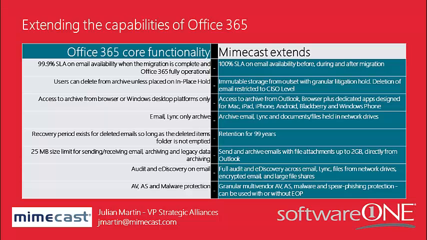There's a size limit on Office 365 of 25 meg from a file size, both sending and receiving, and indeed taken into the archive. Again, with Mimecast, one of the core, very strong selling features we've got at the moment is the ability to send files that are 2 gigabytes in size directly from Outlook. And that's quite unique from Mimecast, complementing, obviously, the Microsoft journey.